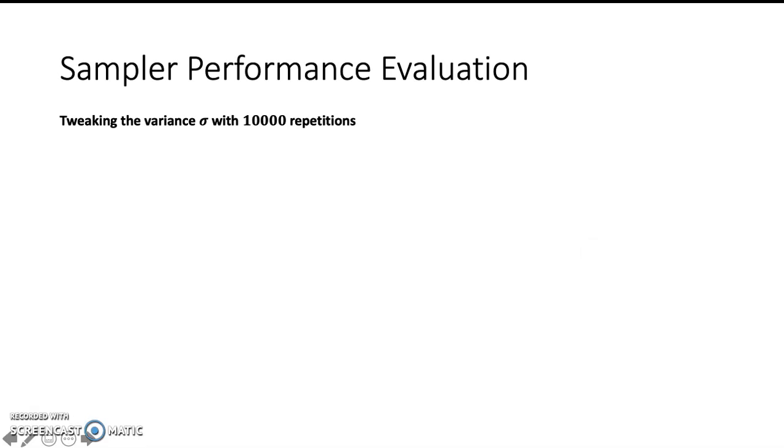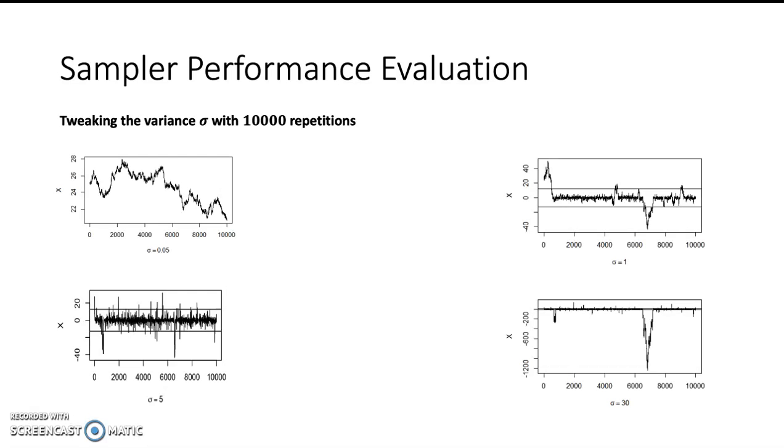So how do we determine whether the algorithm does its job? For the sampler performance evaluation section, we're tweaking the variance sigma with 10,000 repetitions for all proposal distributions, and the outcomes are shown below. So are the Markov chains stationary for all the 4 outcomes? If we take a look at the first one with sigma 0.05, we can see that all the values generated in the Markov chains from the proposal distribution remain non-stationary, unfortunately, because all of the values are falling out of the range of the confidence interval.